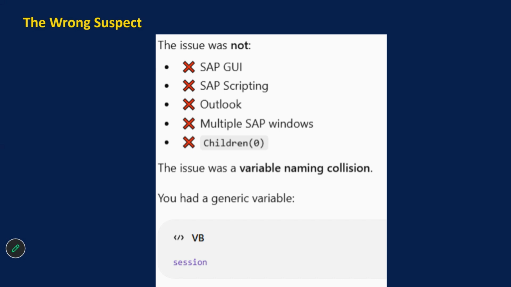I checked the connection count. I checked the connection ID. I checked the session count. I even displayed the object types one by one. Everything appeared to be absolutely normal.